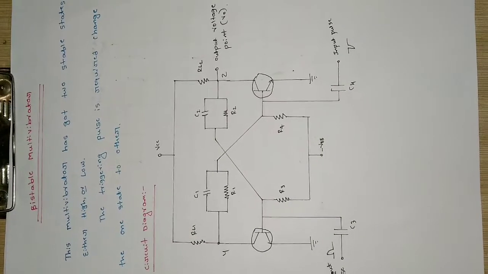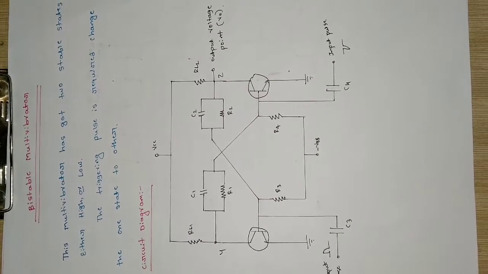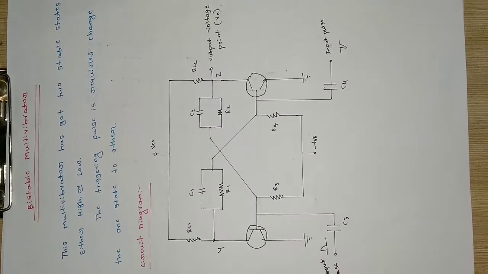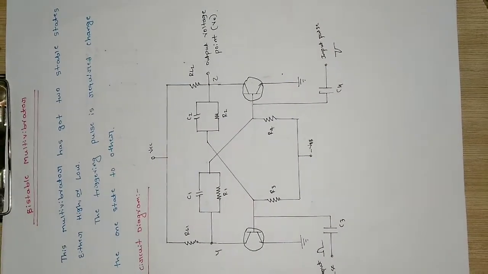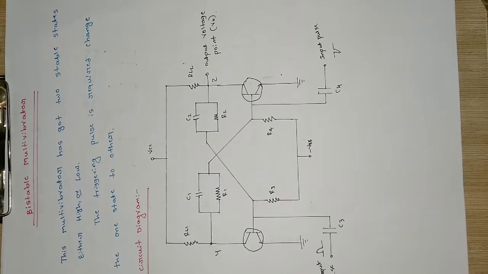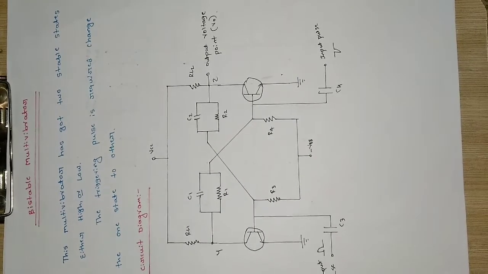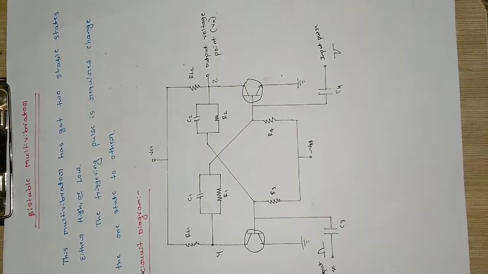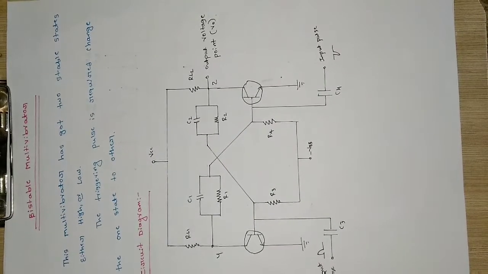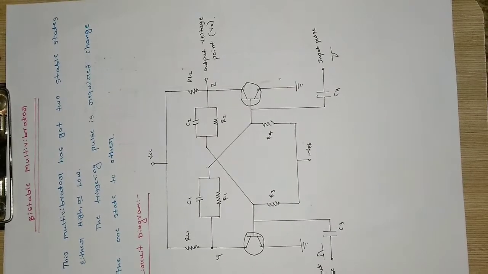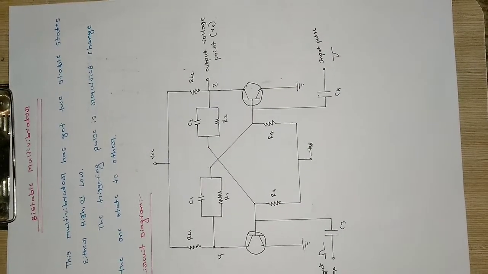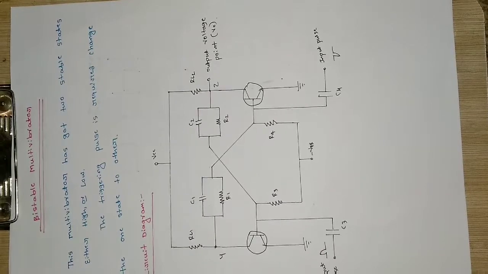The name bistable multivibrator came from the fact that it has two stable states. One is high and another is low. In case of an astable multivibrator, it has zero stable states, so it is not stable in any of the states. And in case of a monostable multivibrator, it has one stable state, that is low. Low is the stable state for the monostable multivibrator.